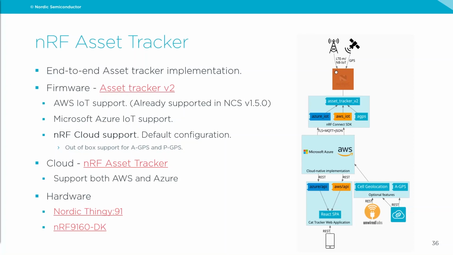On the cloud side of things, we have a reference example called nRF Asset Tracker, and currently it supports both AWS and Azure. And on the hardware side, it comes with out-of-box support for both the Nordic Thingy:91 and also the nRF9160 development kit.